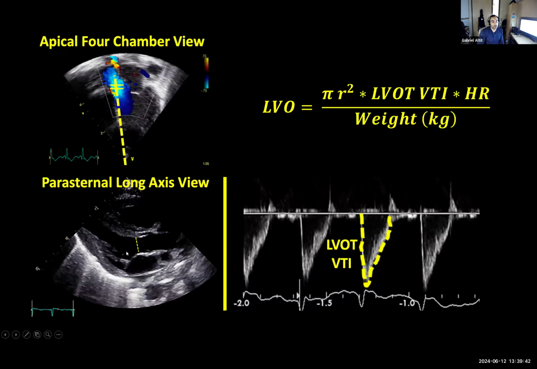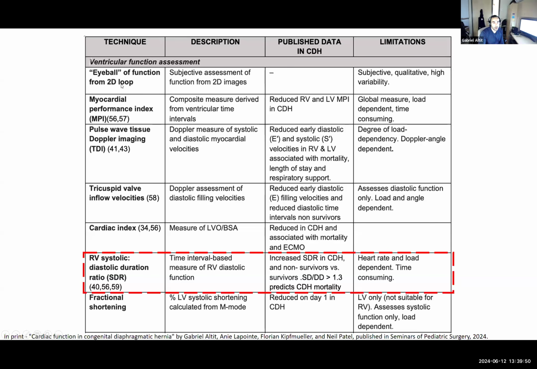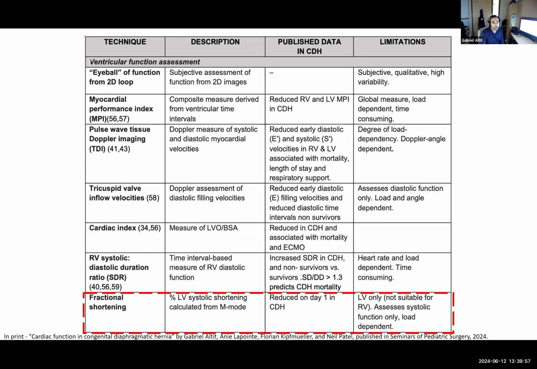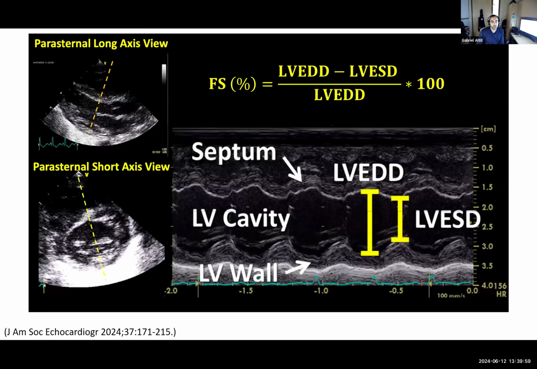Beautiful images where you can obtain an estimate of the left ventricular output based on the Doppler of the outflow tract of the LV, which is here. And you can do the same at the level of the RV. And then I'll skip the systolic diastolic. And then there are the regular conventional measures of LV performance and RV performance.